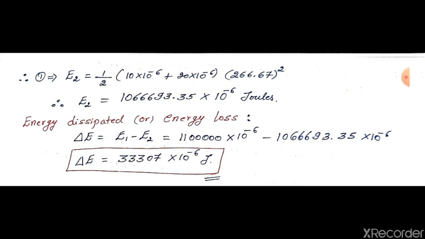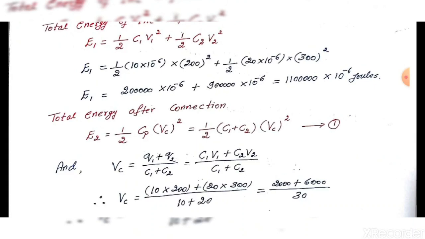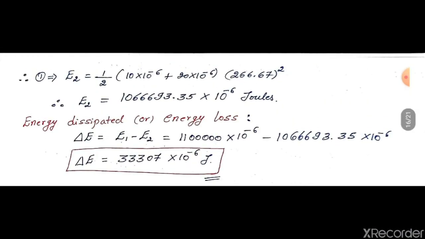C1 plus C2 into Vc square. Now we got the E1 here, you can see the E1 value, and here we got the E2. Now find out the energy dissipated or energy loss, that is delta E, E1 minus E2. So this is the energy dissipated over the system when it is connected in parallel.